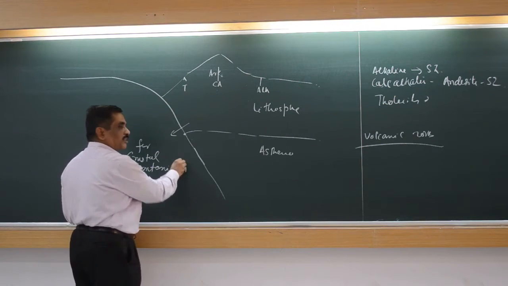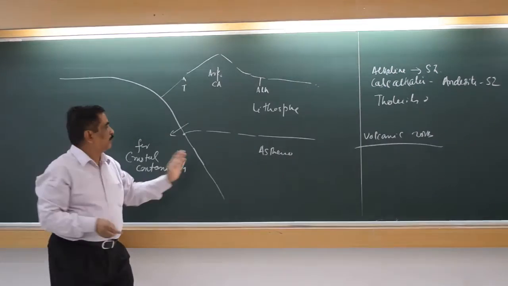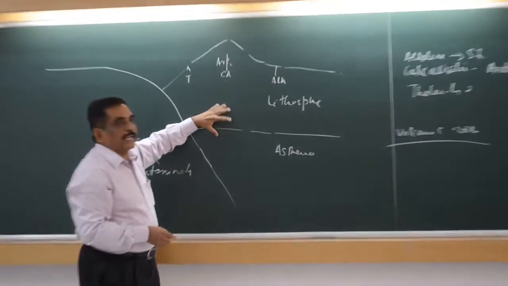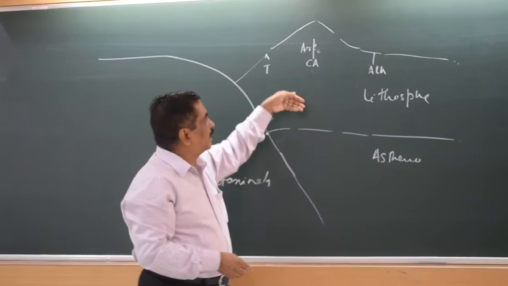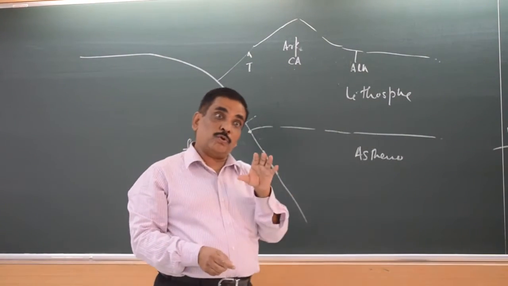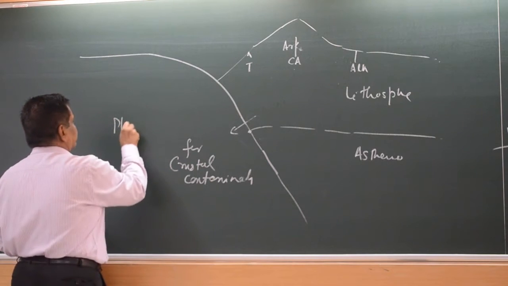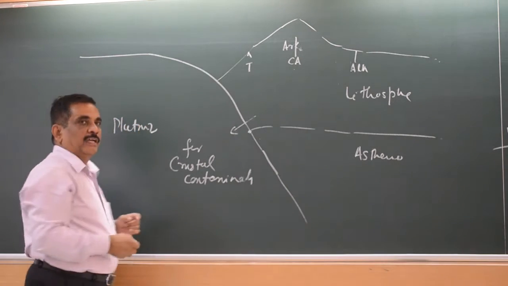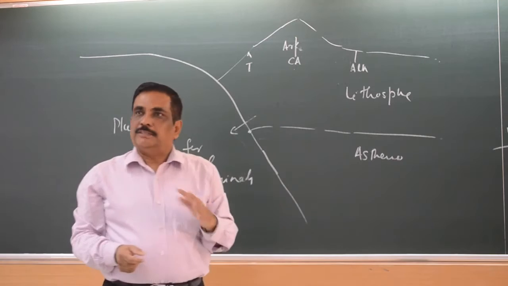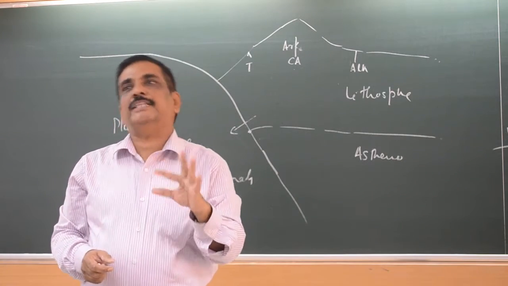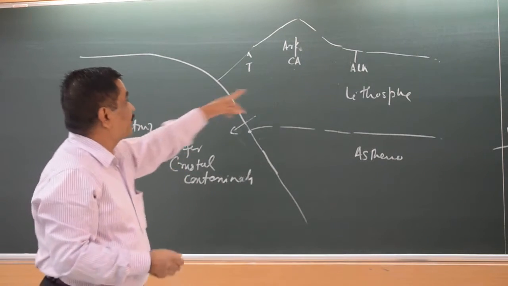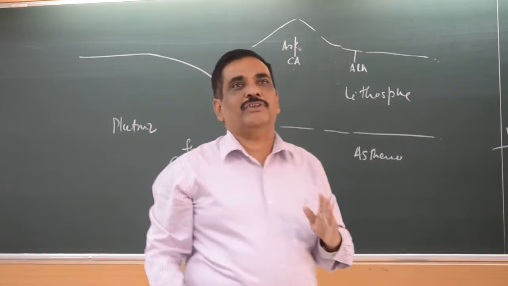Crustal contamination, you are understanding. Suppose it is coming very slowly. It will take a few million years to stay there, then again it comes up. That is called very slow intrusion. Plutonic intrusions they are called. And then they go upward, just like granites. Granites move very slowly. But these rocks are very fast moving rocks.